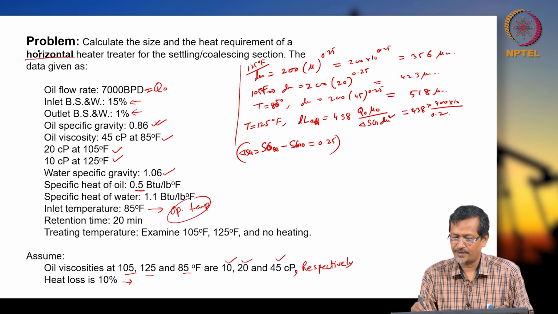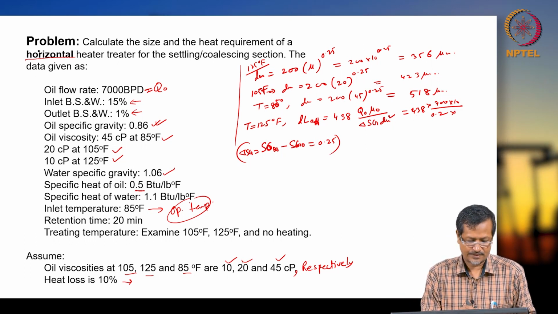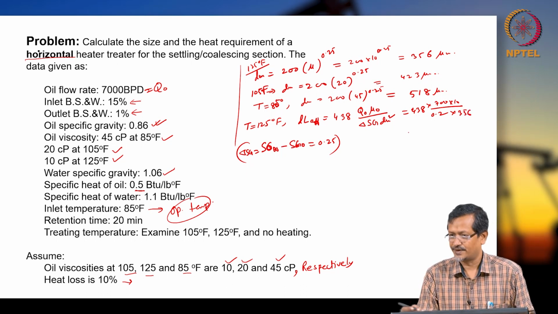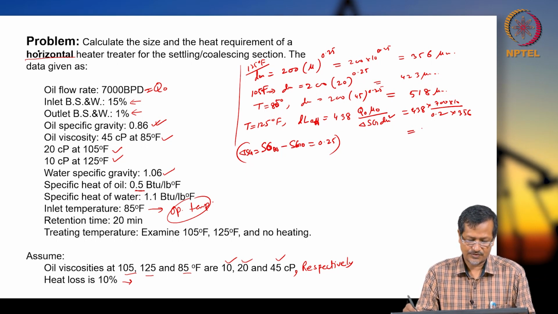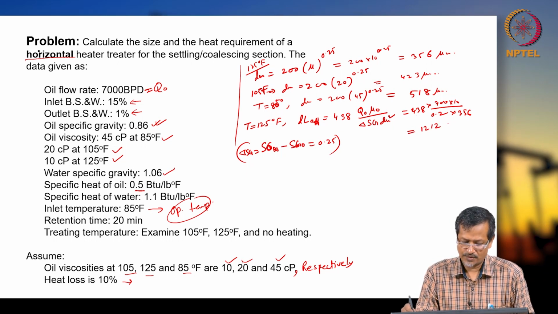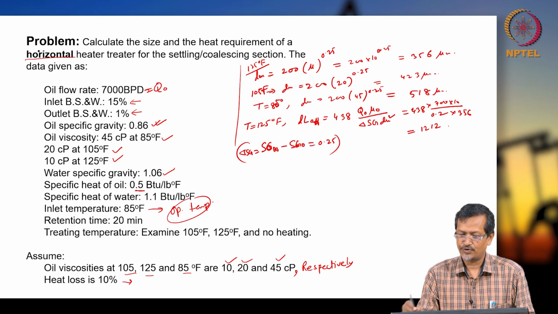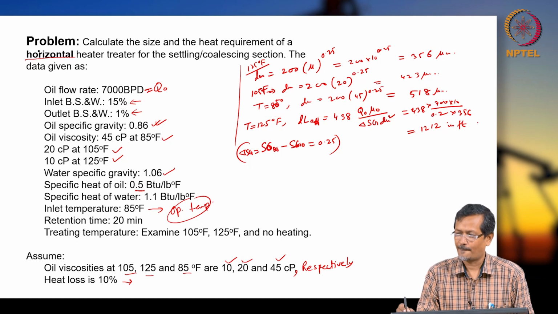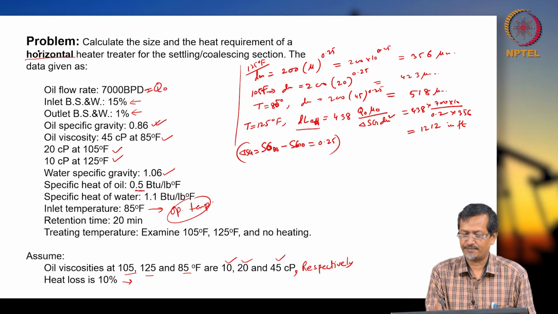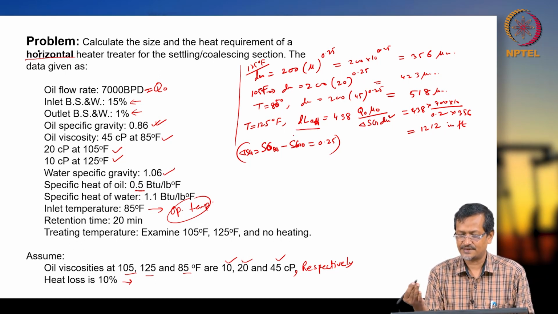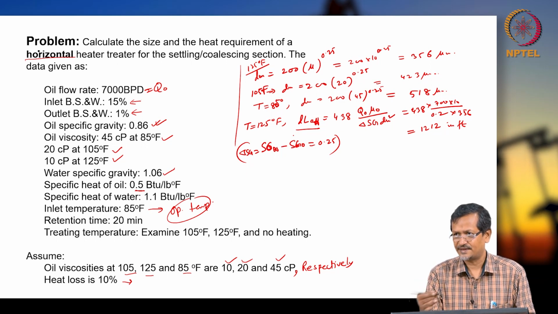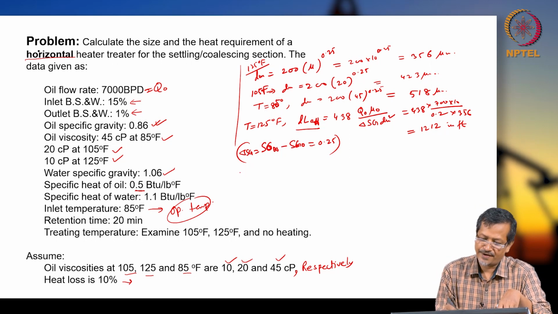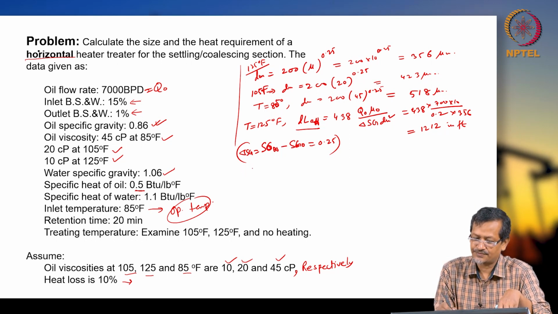So 0.2 we have put, and dm we already got the value, 356. So this is giving 1212. What will be the unit? The unit will be inch and feet, because d and Leff are multiplied. So d unit is inch, effective length unit is feet. Now, this is for 125 degree.